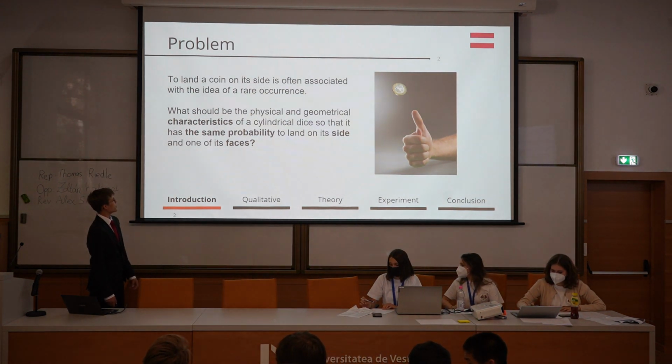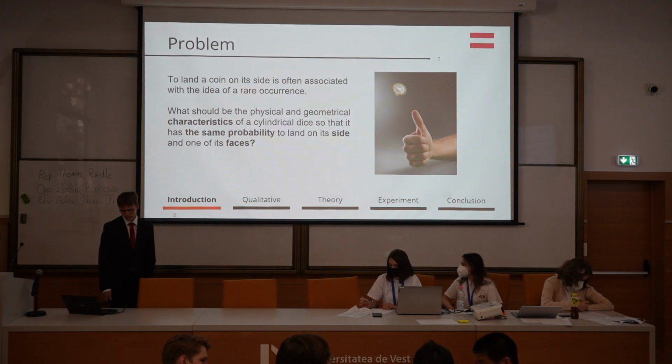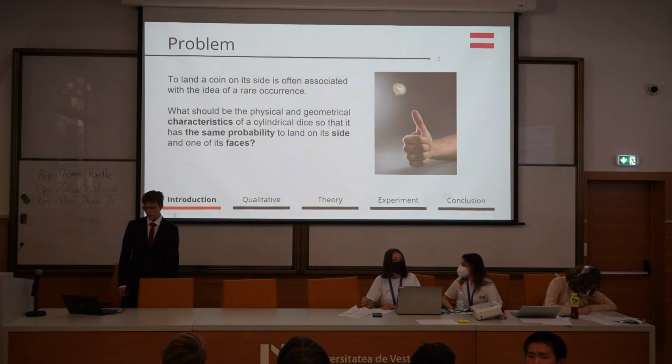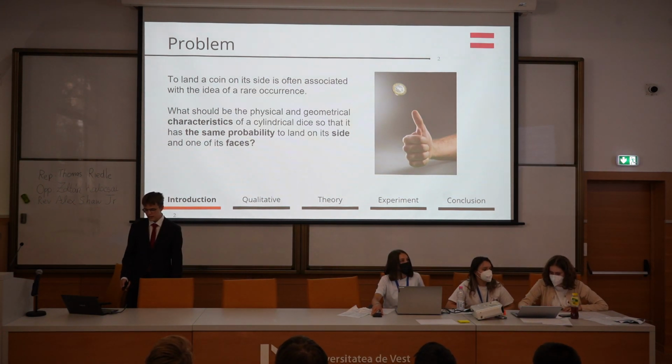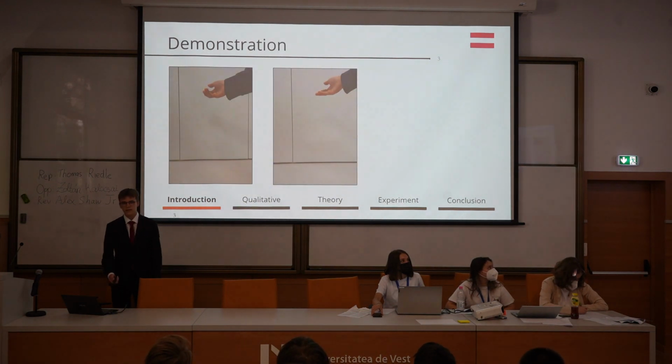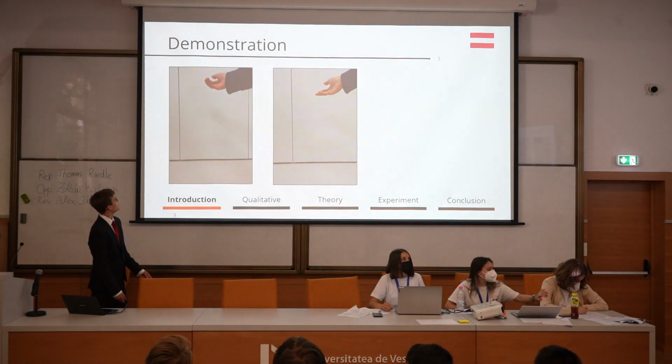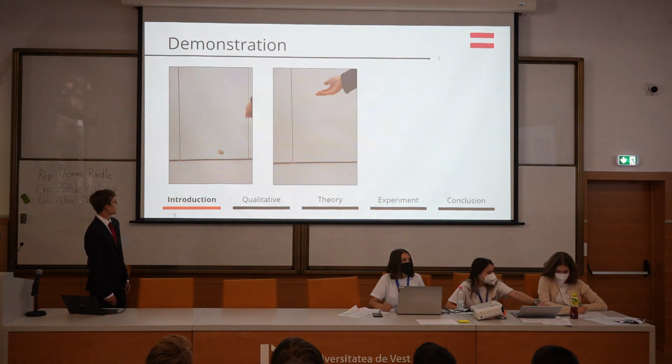To land a coin on the side is often associated with the idea of a rare assurance. What should be the physical and geometrical characteristics of a cylindrical dice so that it has the same probability to land on its side and one of its faces? So here you can see a demonstration of the problem. Here a cylindrical dice lands on the face.